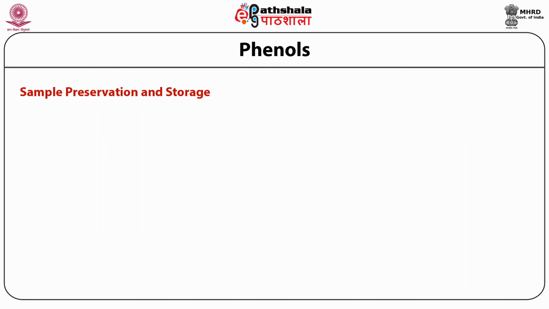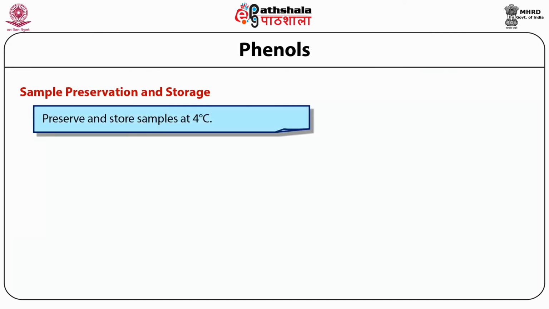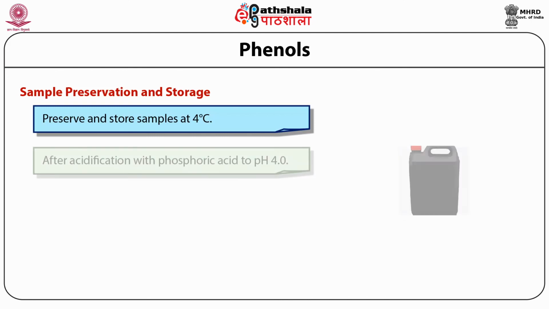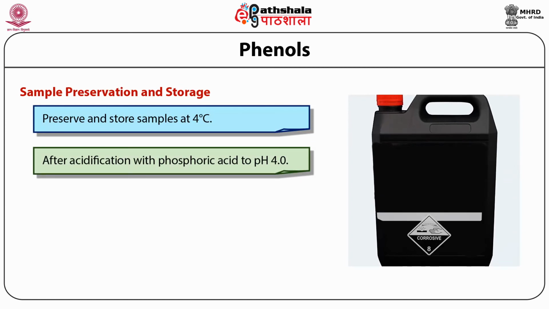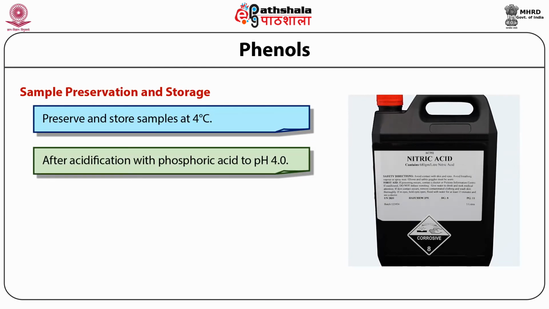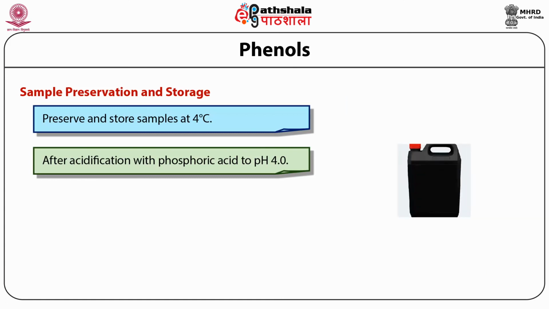Then sample preservation and storage. Preserve and store the sample at 4 degrees centigrade or lower, but do not allow freezing unless analyzed within 4 hours after collection. For the phenol determination, after acidification with phosphoric acid to pH 4 or slightly below, the sample can be stored up to 4 weeks at 4 degrees centigrade.